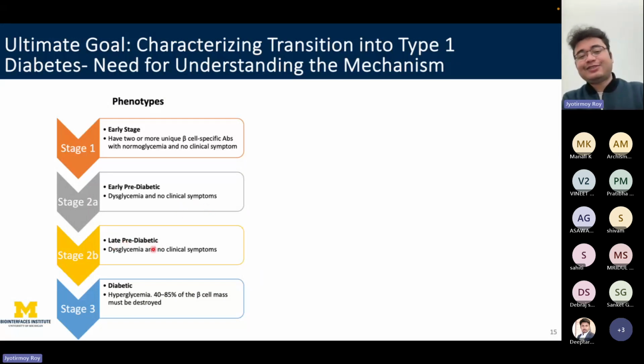The late pre-diabetic stage is also similar: dysglycemia and no clinical symptoms. And stage 3 is where hyperglycemia has already set in. 40 to 80% of the beta cells have been destroyed. So it becomes kind of a point of no return, roughly speaking.